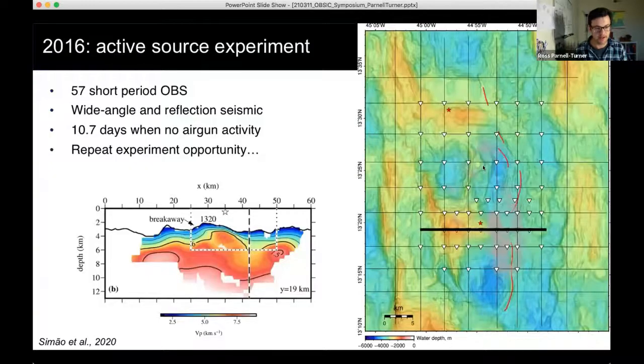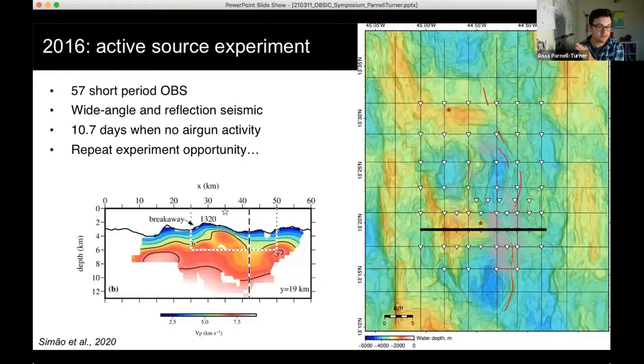And we deployed 57 short period instruments, actually there were some broadbands in there, but mostly short period. And you can see the network layout over here on the map. And you can see that the distribution of instruments was much more comprehensive than what you saw in 2014. And I guess with my passive seismology hat on, I was very excited that there were nearly 11 days when my colleagues weren't firing off their pesky air guns with the OBSs on the seafloor, which meant there was this opportunity to repeat our microearthquake observations.